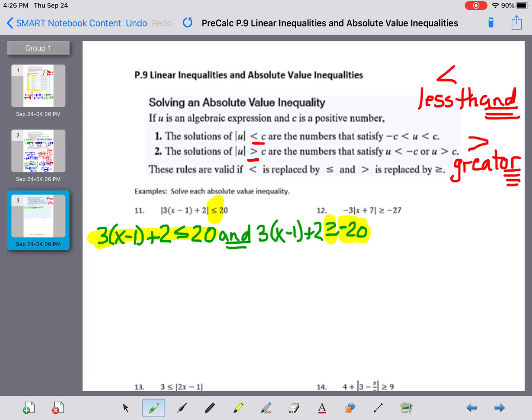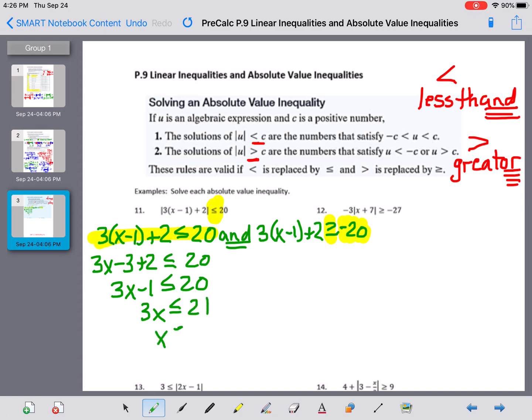Okay, time to solve. 3x minus 3 plus 2 is less than or equal to 20. That simplifies to 3x minus 1 is less than or equal to 20. Add the 1, divide by 3, and the first value I get is x is less than or equal to 7. On the right side, different work because we have slightly changed numbers.